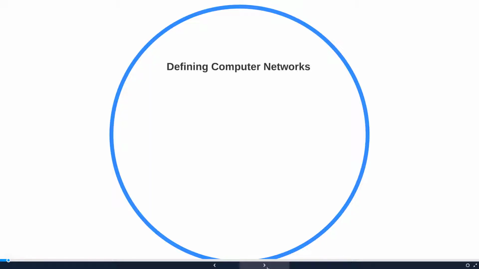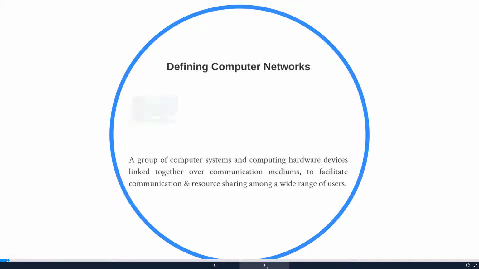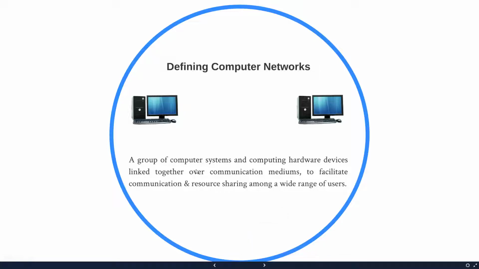So let's define computer networks. What is a computer network? It is a group of computer systems and computing hardware devices linked together over communication mediums to facilitate communication and resource sharing among a wide range of users.